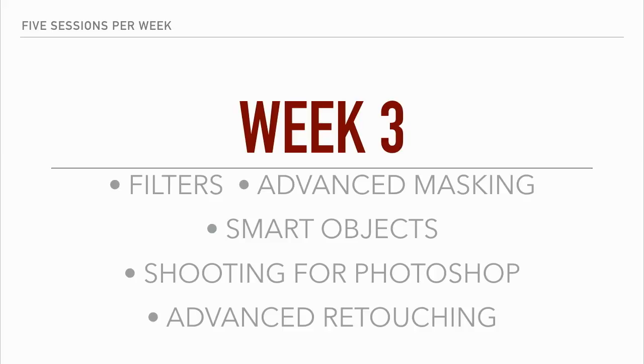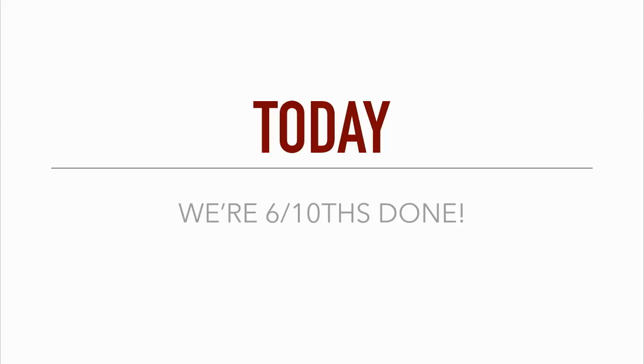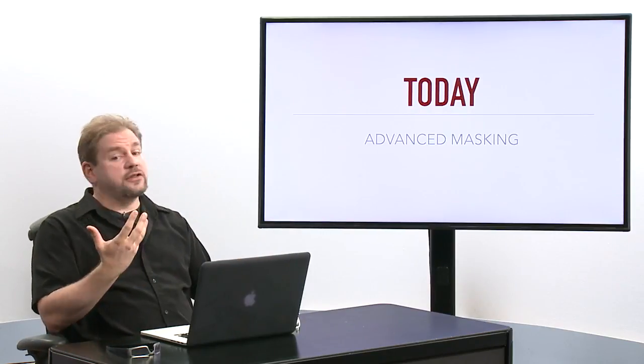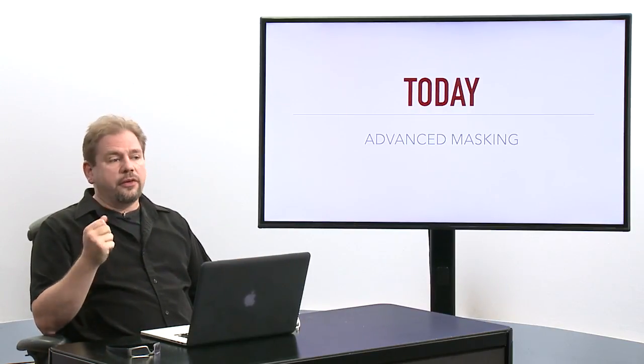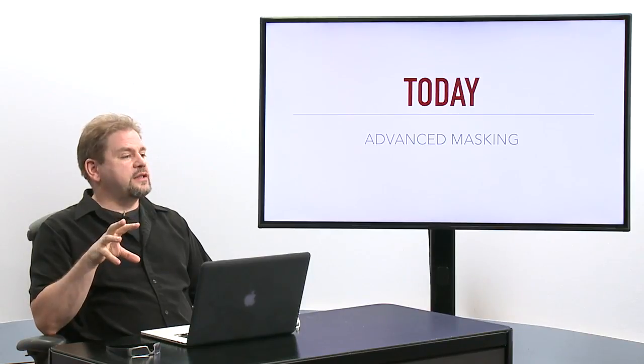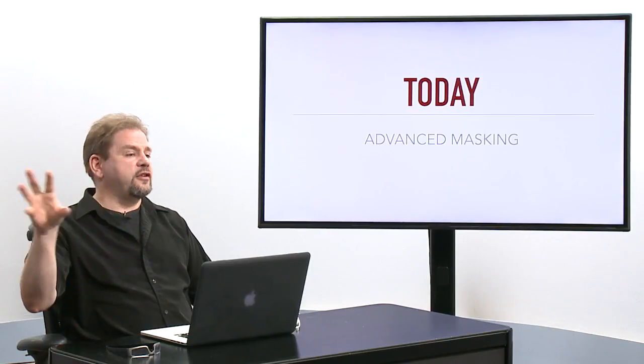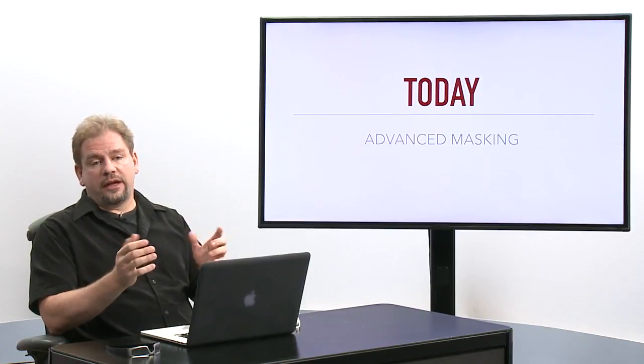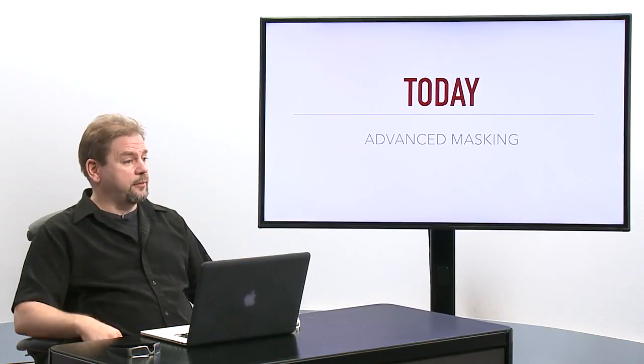Today's topic will be, well, first, we're 6/10 done, just so you know, not quite half. But it's advanced masking. Advanced masking means isolating the background to get your subject to be on its own layer, most of the time. Although it can also be masking something so that you could just adjust that area. Like I need to adjust the brightness of a tree and not affect the surroundings, that type of thing.